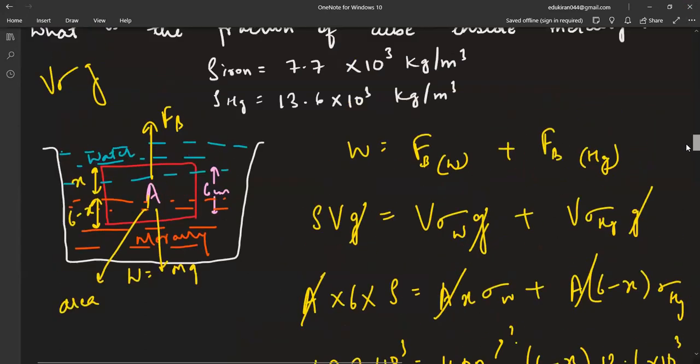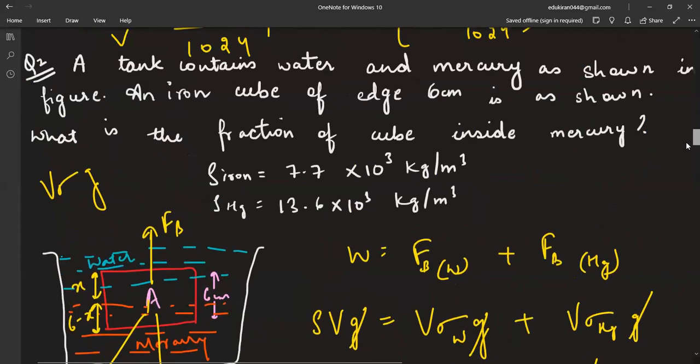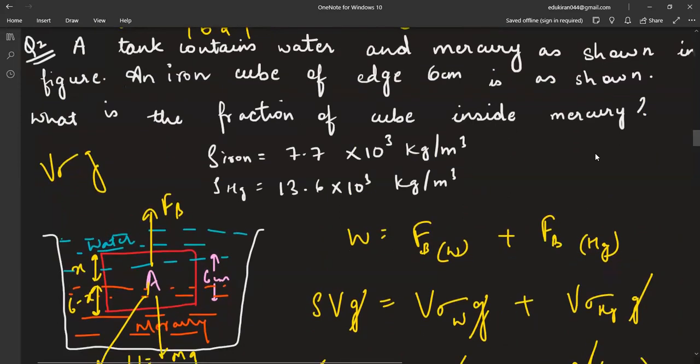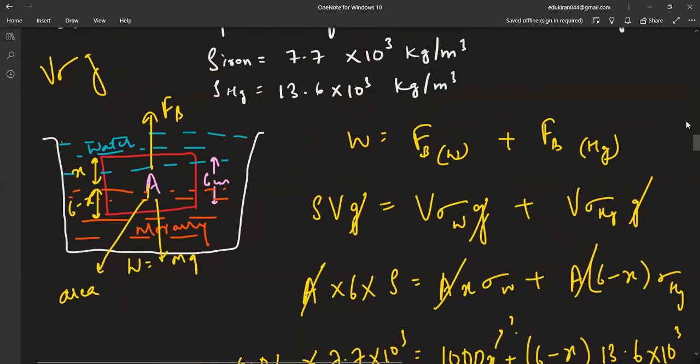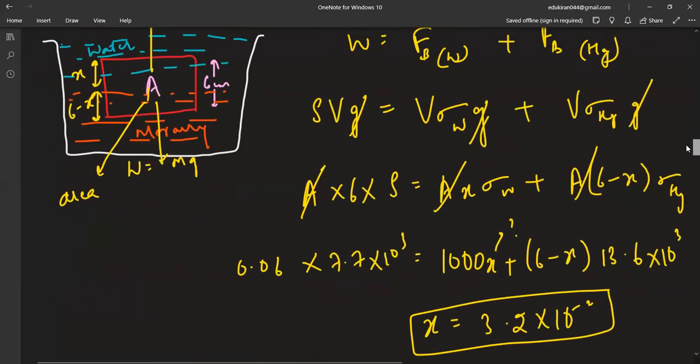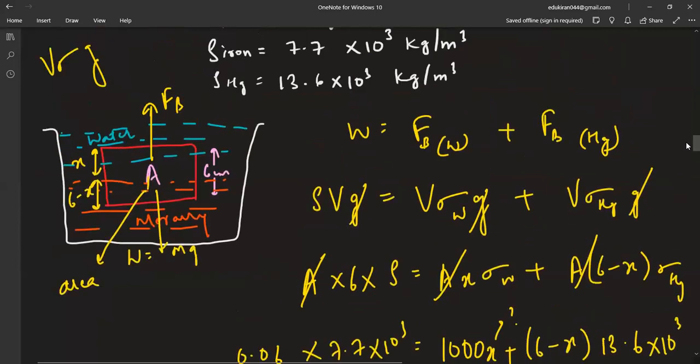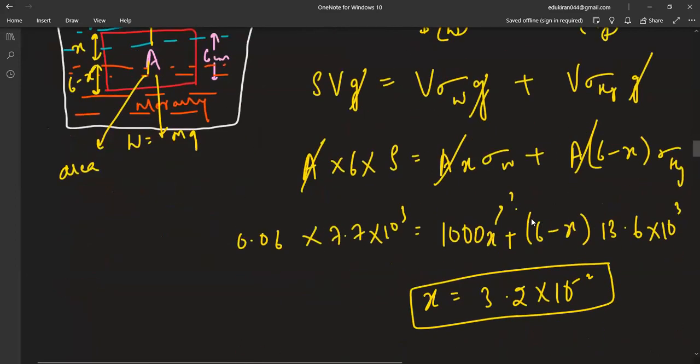It's an important question. Please write it down. Wherever you are not able to understand, let me know. I'll repeat it. Ma'am, now, how did we get 0.06? 6 centimeters, it's given. We have converted it, because SI unit, this is given in meter cube. Otherwise, this will also be 0.06 then.